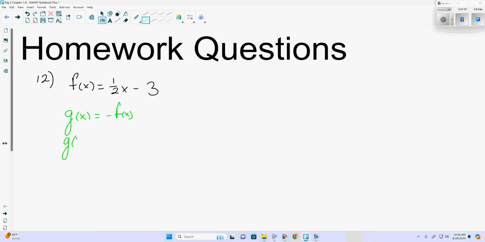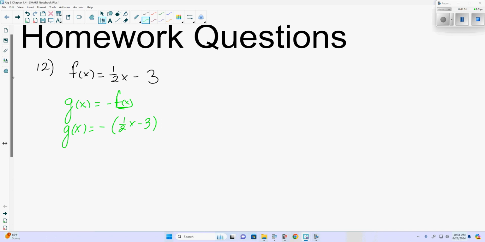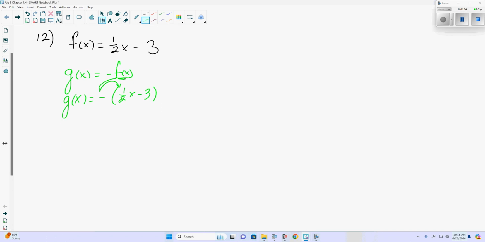So, after we have it in the general form, we're going to replace f of x with its function, which will give us negative, parentheses, 1/2 x minus 3. Now, at this point we will need to distribute the negative through. So we're going to apply the negative to every single term. Most of the ones we did in the notes had absolute values where the negative stayed in front, but here we're going to multiply that negative by the 1/2 x.